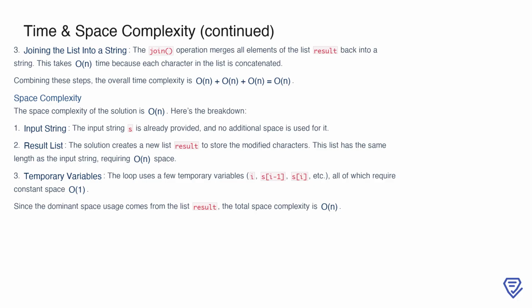For space complexity, the algorithm requires O(n) space due to the creation of a new list, result, that stores the modified characters. This list has the same length as the input string, which directly contributes to the linear space usage. In addition, the loop uses a few temporary variables, such as i, s[i-1], and s[i], which only require constant space, O(1). The input string itself does not consume additional space, as it is already provided. Overall, the dominant factor in space complexity comes from the result list, leading to an overall space complexity of O(n).